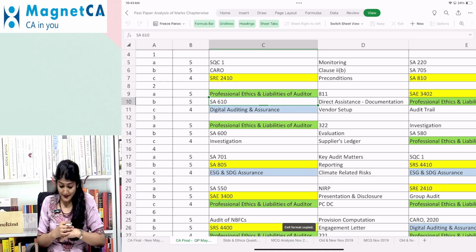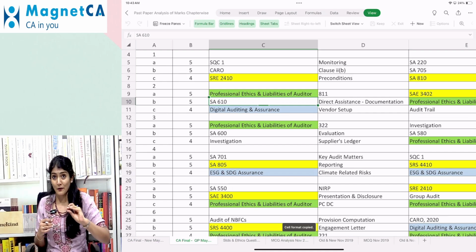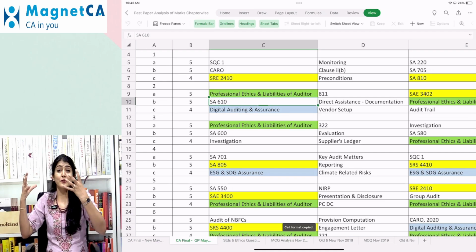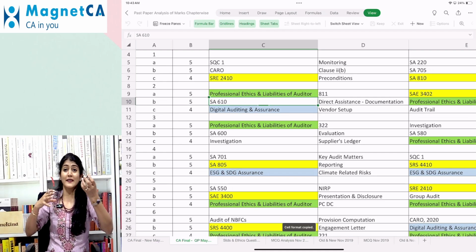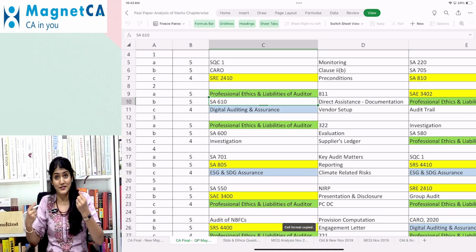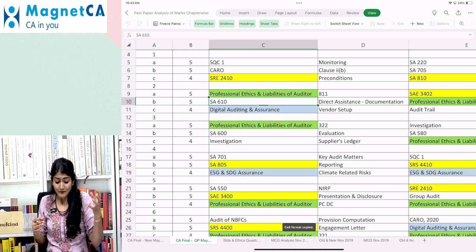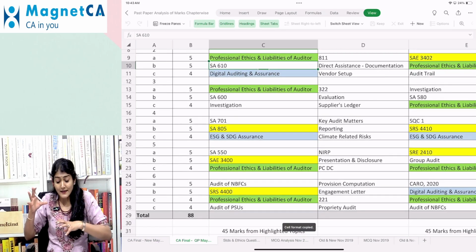Right, then investigation. So we have that chapter on due diligence, investigation, forensic accounting. In that investigation, we talk about investigation of fraud in cash receipts, cash payments, then the supplier's ledger, the customer's ledger, and the defalcation of inventory. So they've asked a question regarding the investigation of fraud through the supplier's ledger.